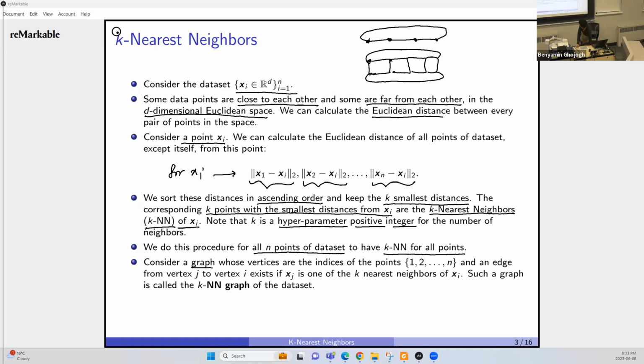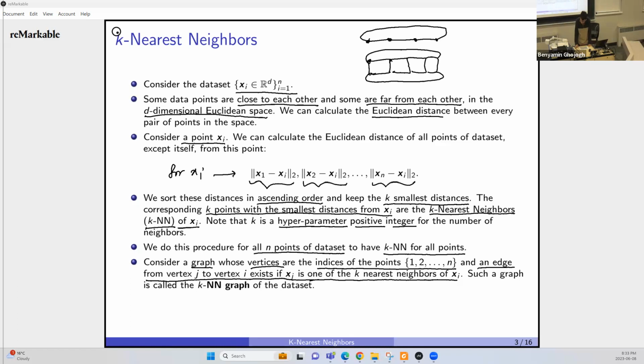So consider a graph whose vertices are the indices of the points 1 to n. An edge from vertex j to vertex i exists if xj is one of the k nearest neighbors of xi. So we have a point xi. If xj is one of the k nearest neighbors of xi, then we have an edge connecting vertex j to vertex i, right?